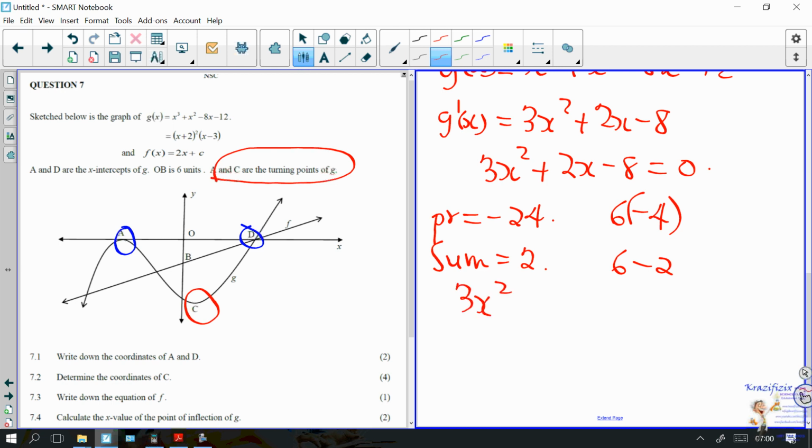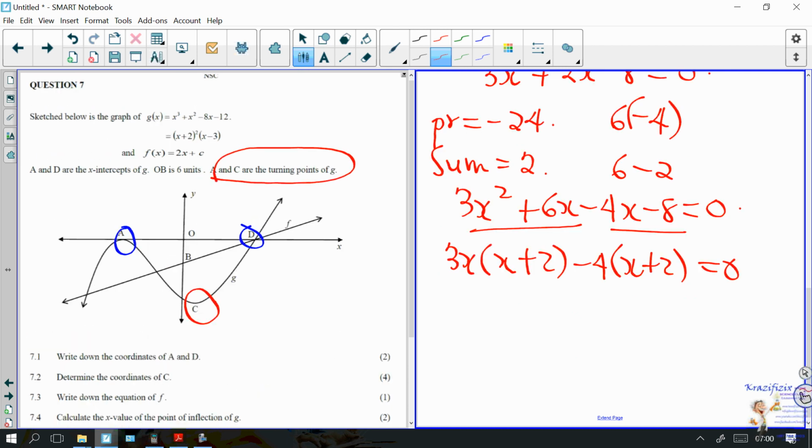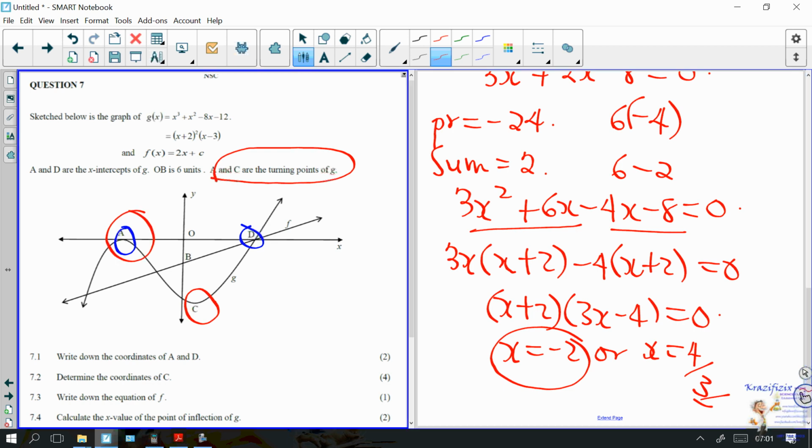So I have that. Do you see that already done there? 3x squared plus 6x minus 4x minus 8 equals 0. Now we group this and quickly factorize. 3x(x plus 2) minus 4(x plus 2) equals what? 0. So (x plus 2)(3x minus 4) equals 0. x equals negative 2, or x equals 4 over 3. Do you remember my negative 2? Point A, another turning point.